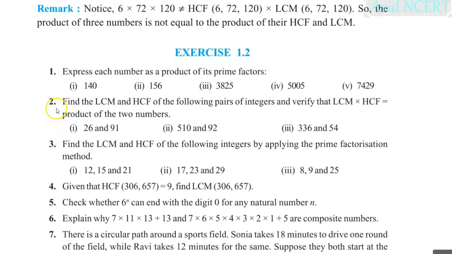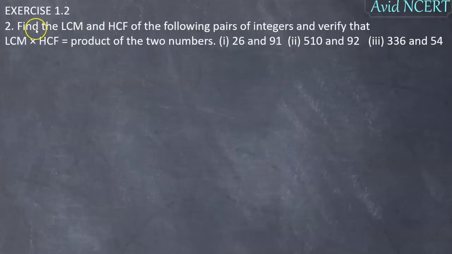Now we shall try the second sum. The second sum is: find the LCM and HCF of the following pairs of integers and verify that LCM into HCF equals the product of the two numbers. So first let's start with the LCM and HCF. We'll find both the values and then we will prove this one.